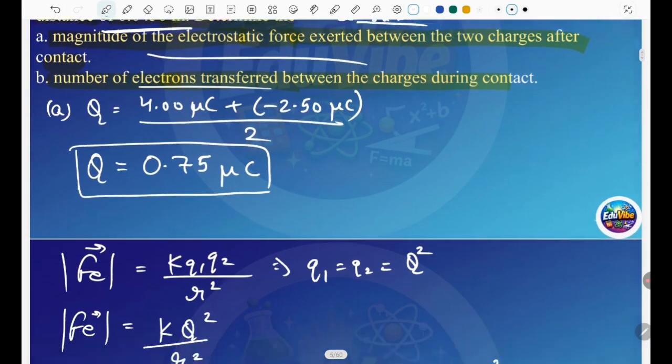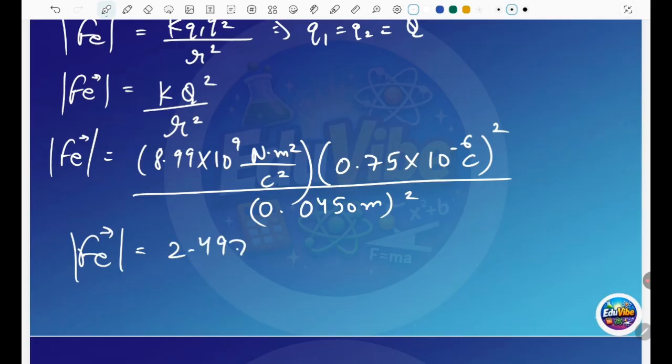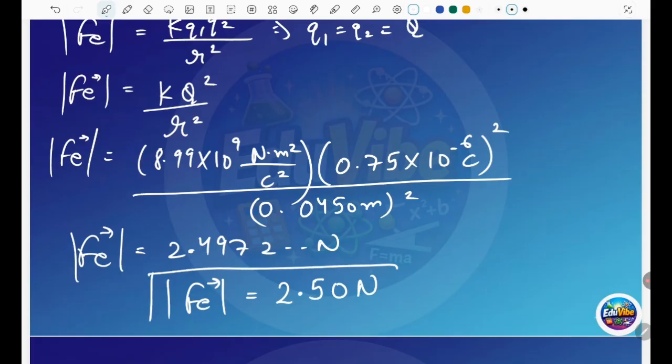R, which is 0.0450 meter, squared. When we calculate this, we get about 2.4972 newtons, and we want 3 significant figures, so it's 2.50 newtons. So this is our electrostatic force between the two charges.